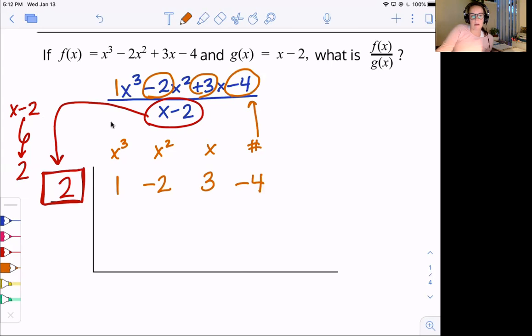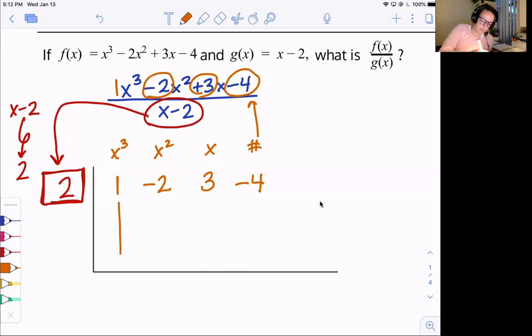So I take my denominator, I flip it to make it my box number, and then the coefficients of my numerator turn into these numbers along the top. So that is the setup. The setup is the same every single time. Okay. From there, the process goes like this.